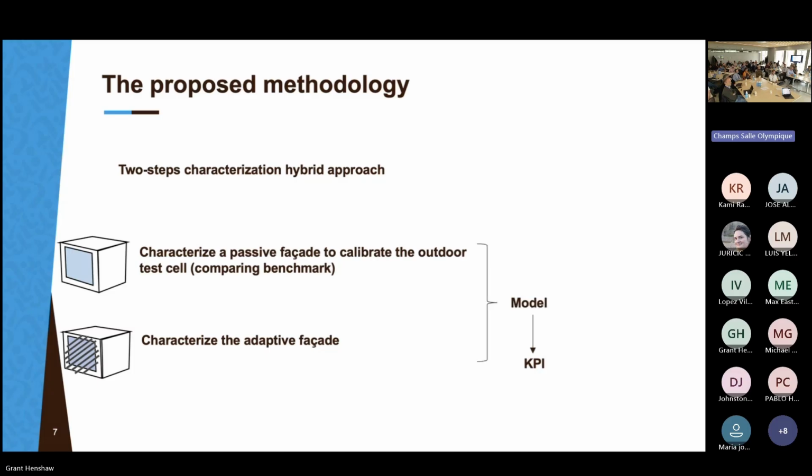And so here you collect measurements of temperature fluctuations inside your test cell. This is an effect. And of course, you need to arrive at the KPI, which is the cause, the parameter. And in order to link the two, you need a model to be able to calculate it.